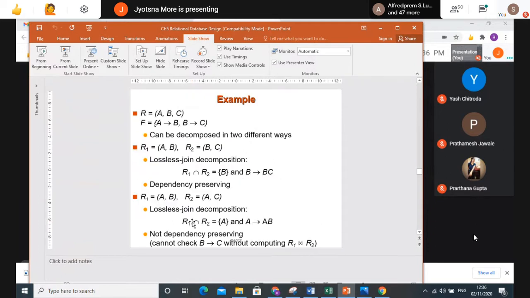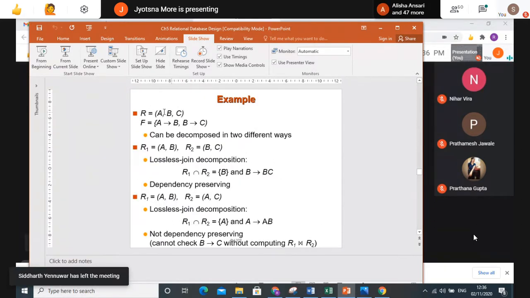Fine. So what will we do here? See, R is given as ABC. Our functional dependency set is given as F: A determines B and B determines C. Okay. Now suppose I am dividing this into two sets, R1 and R2.